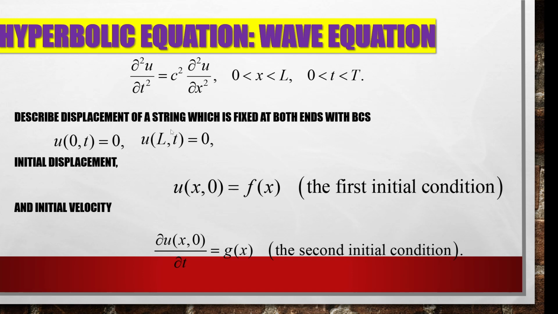The wave equation actually describes the displacement of a string which is fixed at both ends, so the boundary condition is u. Because, same as the heat equation, u is a function of x and t, so that's why u(0,t), because x is the position from 0 to L. The u(x,t) here describes the displacement of a string, and the string is fixed at both ends. That's why u(0,t) equals 0 and u(L,t) equals 0.